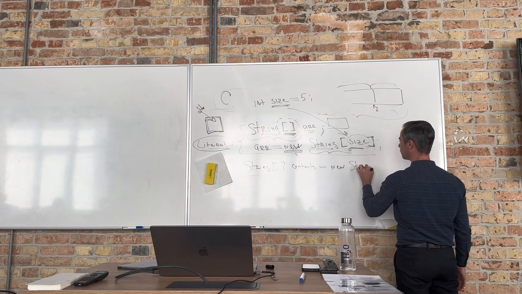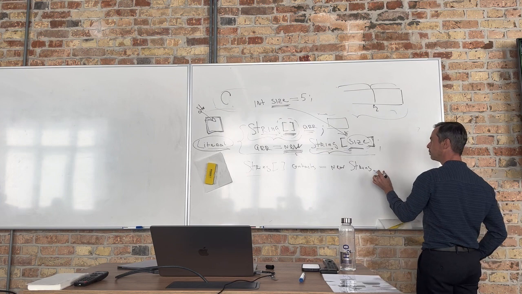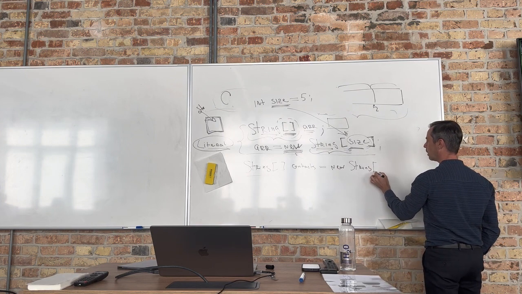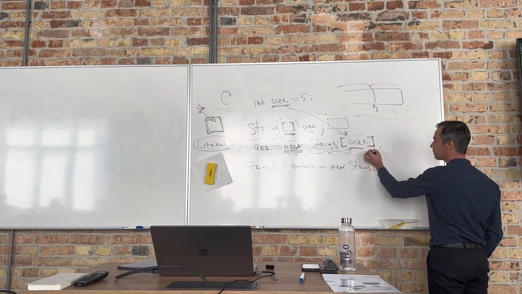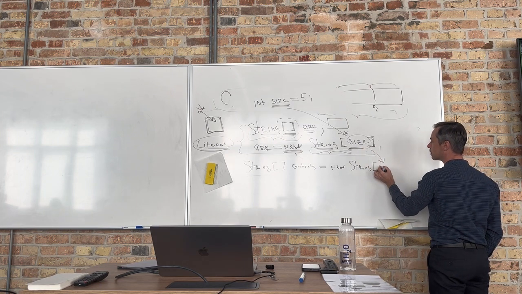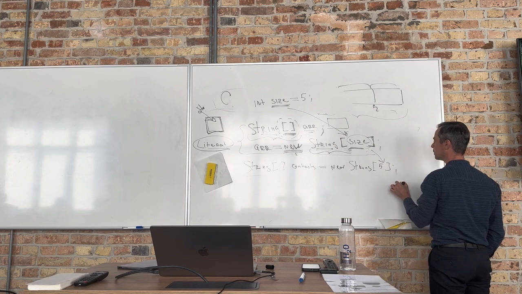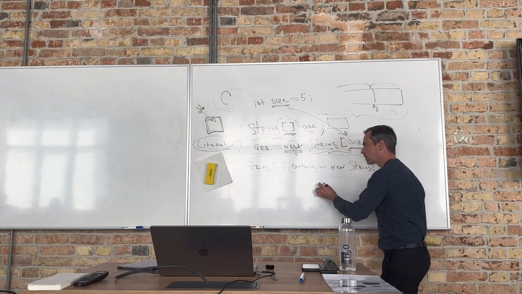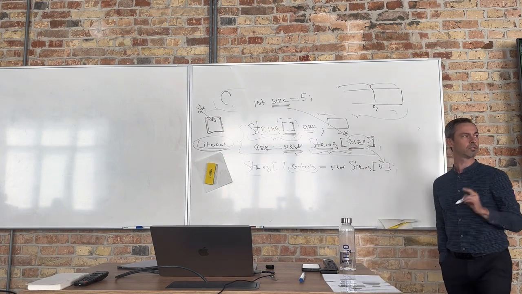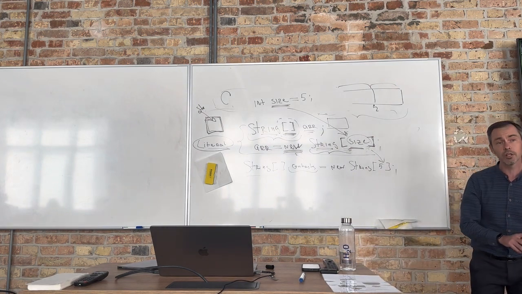I use again new string and the size, okay, again, a variable or a literal. That would be 5, a literal size. So at this moment I declare the contacts array, declared and initialized.